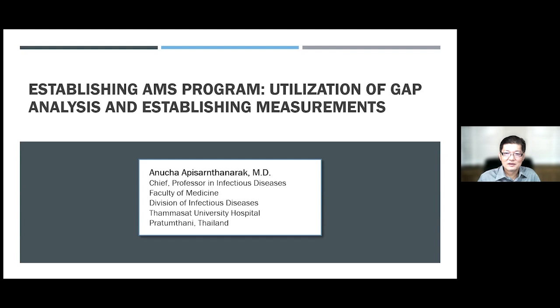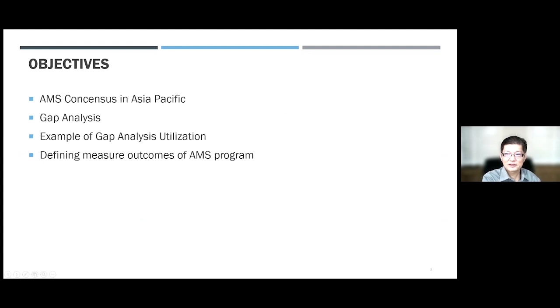Hi, everyone. My assignment today is to talk about utilization of the gap analysis and establishing the measurement for strengthening your AMS program. With that, the objective of my 30-minute talk would include, first, I would like to share with you the AMS consensus in Asia Pacific. And then I would like to introduce you to the gap analysis and an example of the utilization of the gap analysis. And the last part, I would like to talk about how to define appropriate measurement for the AMS program.